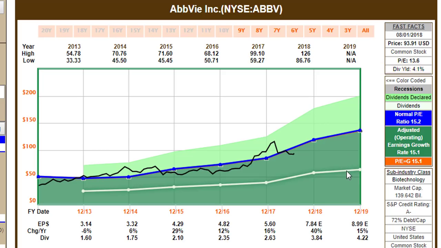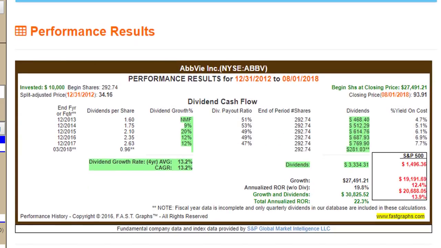Now, one of the things about exercises like this is that I'm looking for stocks that are good yielding stocks and have good dividend records. Since AbbVie has been paying a dividend, you can see that they've increased it very nicely since 2013, averaging over 13% a year increase in their dividend. Their track record has been exceptional relative to the S&P 500 over this time, and this is from December 2012, right after their spinoff to current time.